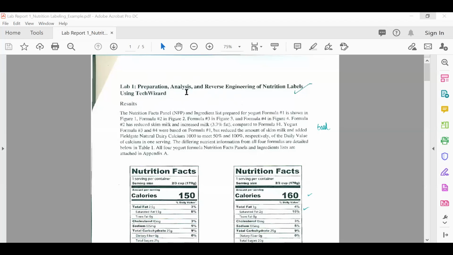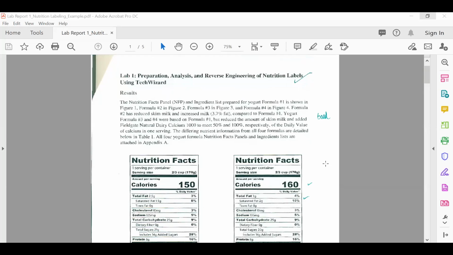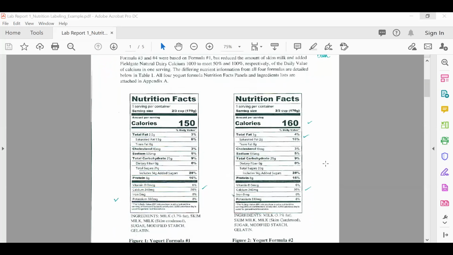You can say nutrition labels of yogurts and cookies using TechWizard, a program. Yeah, so this is just an example. You do not have to have an elaborate paragraph describing your results. You're not requested, but this person decided to just write up a little bit about what we're looking at. But what you really need is your figures.